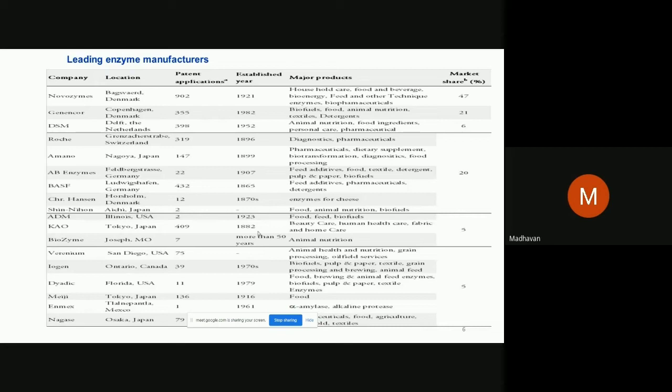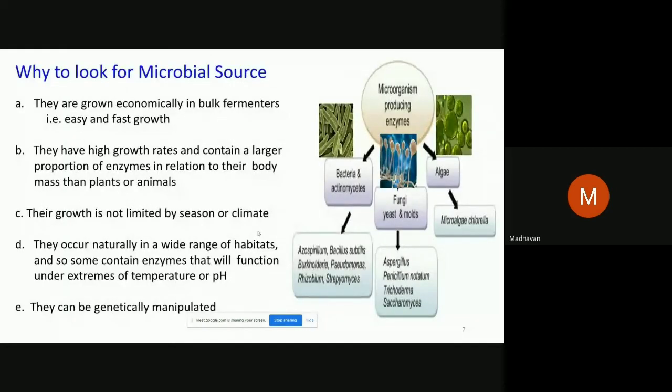So there is a need for looking for different types of enzymes and indigenous systems, our own organisms. Then only we will be able to get into this market. This is a kind of drawback of this particular area. So let us come to some of the basics. Why look for microbial sources?